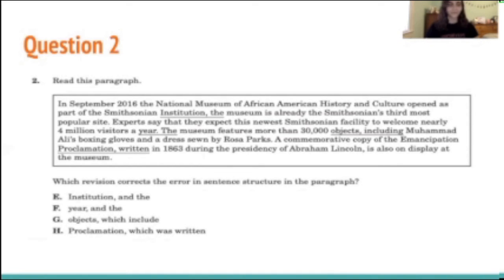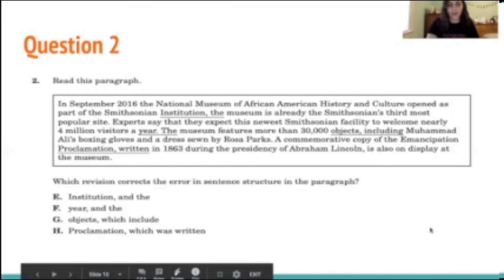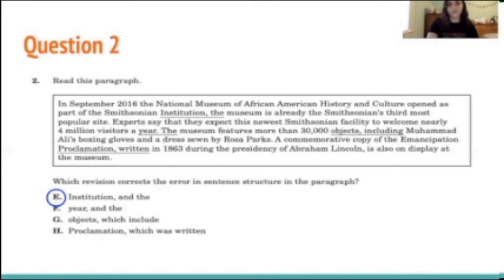For this question, let's remember what we went over earlier with independent clauses and commas. Remember, there cannot be 2 independent clauses connected with a comma, which is how the sentence is given to us in the question. Therefore, the easiest fix we can make to the problem regarding sentence structure is to change one of the independent clauses to a dependent clause. Choice E adds "and" to the second clause, which makes it dependent because it no longer expresses a complete thought. Therefore, the correct answer is E, institution and the.